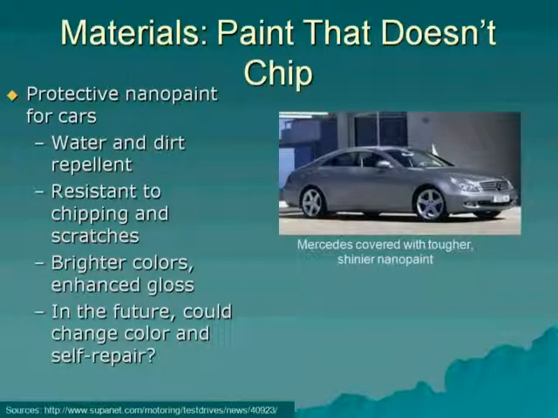As you can see, by using nanotechnology we can prepare a protective paint very good for cars due to its following properties: water and dirt repellent, resistant to chipping and scratches, brighter colors, enhanced gloss. In the future it could change color and self-repair. Let us find out this answer.